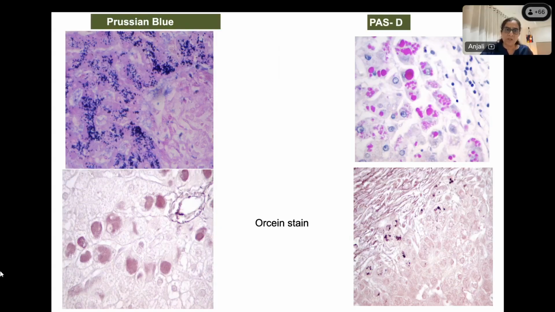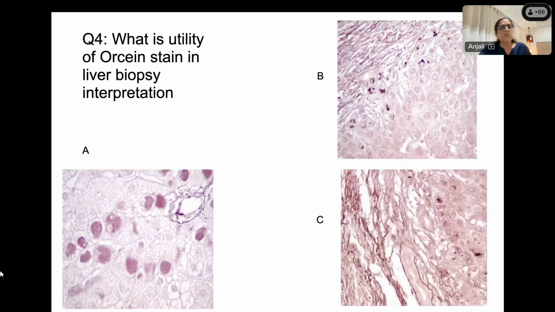Now here is the Orcein stain. Both these are Orcein stains. And here comes the next question. What is the utility of Orcein stain in liver biopsy interpretation? So Ankita or Momita can answer. You start with these A, B, C. What is A, what is B, and what is C?